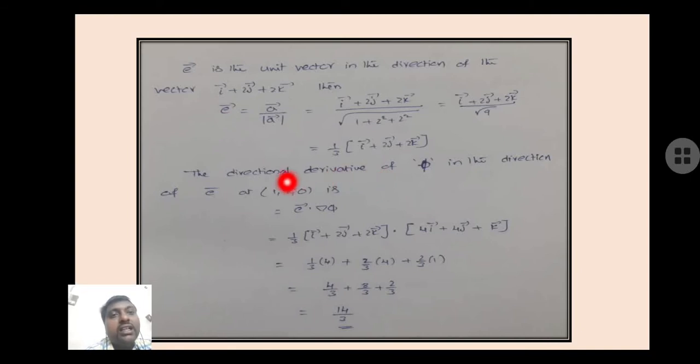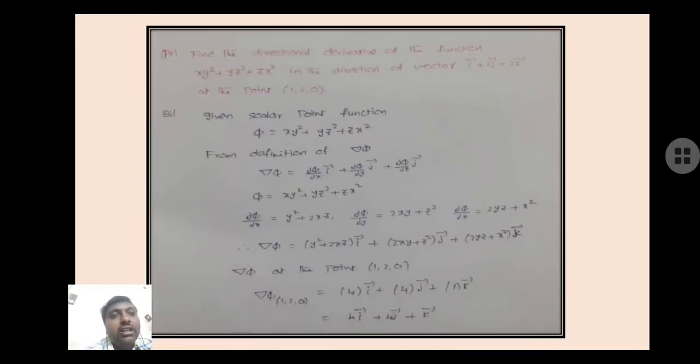Now I am calculating the directional derivative. The directional derivative of phi in the direction of e bar at (1, 2, 0) is nothing but e bar dot del phi. Already I have calculated e bar here. E bar is 1 by 3 (i bar plus 2j bar plus 2k bar). I am taking the dot product with del phi. Grad phi is 4 i bar plus 4j bar plus k bar.